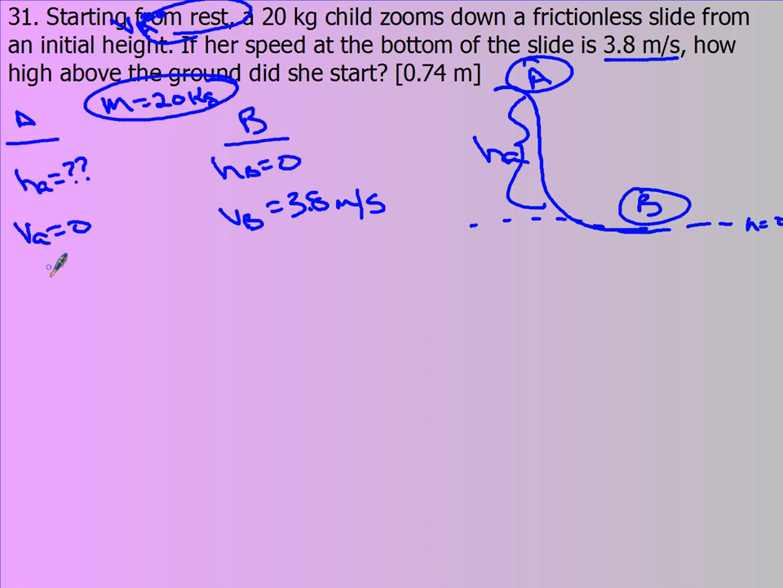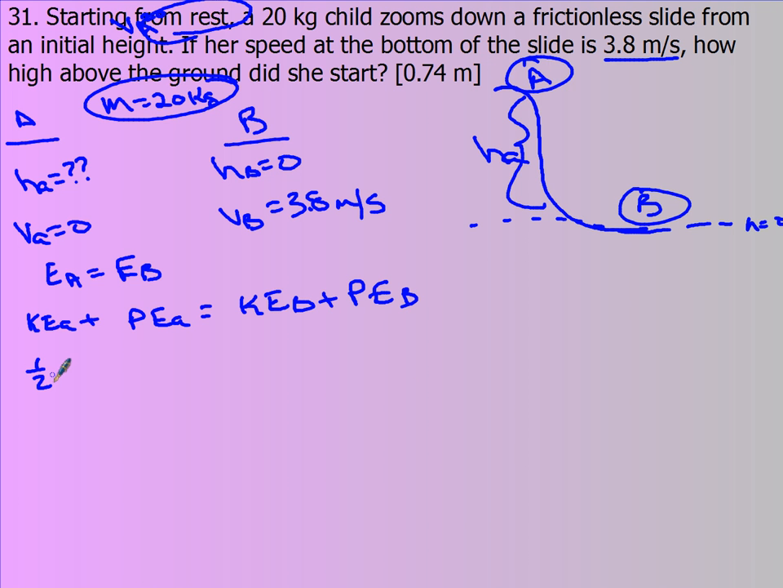I know the energy at A has to equal the energy at B. The energy at A, I know it's long, but let's write it out. It's kinetic energy at A plus the potential energy at A has to equal the kinetic energy at B plus potential energy at B. Okay, the kinetic energy at A is 1/2 m vA squared, plus potential energy at A, which is m g hA. This has to equal the kinetic energy at B, which is 1/2 m vB squared, plus potential energy at B, which is m g hB.